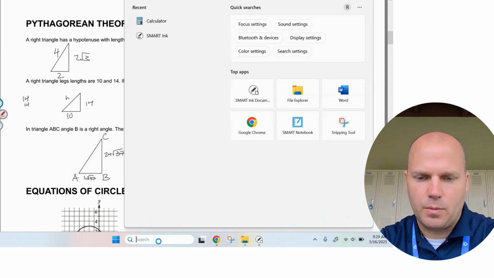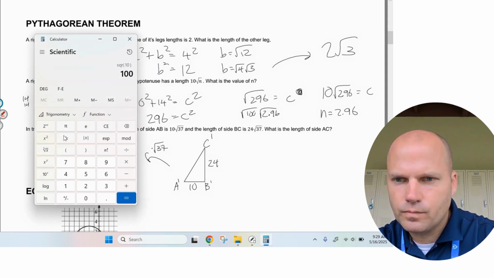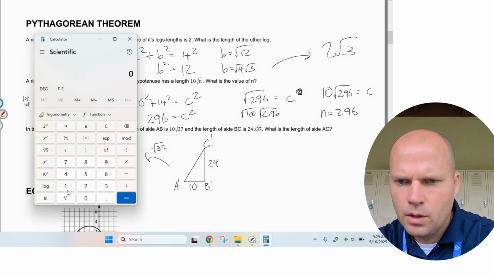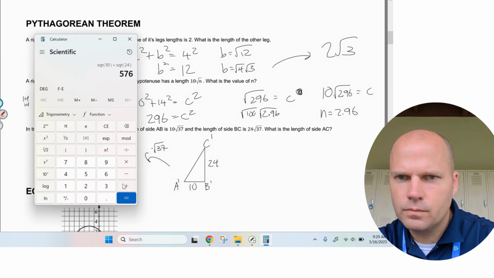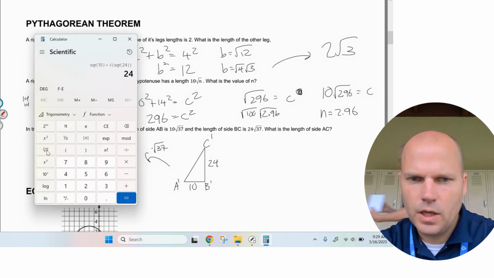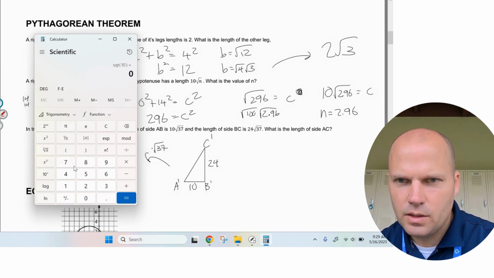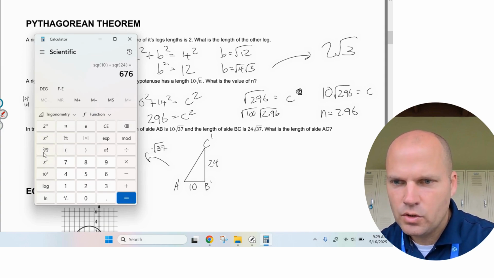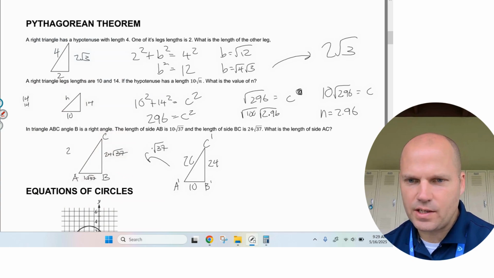We can use the Pythagorean theorem with this. This is going to be the way to go, where we do 10 squared plus 24 squared. Square root, and we get 26. Cool. Well, then that needs to be 26 root 37.